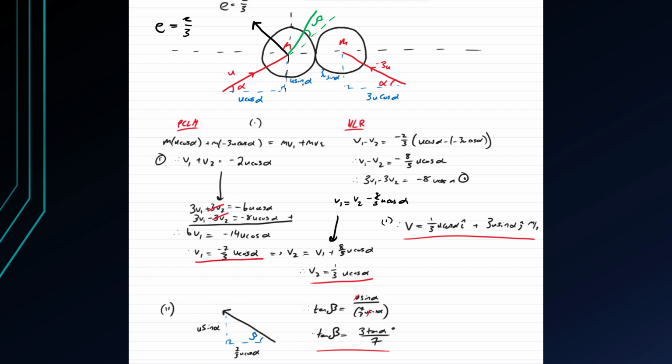So u sin alpha is the vertical component, as I've drawn here. The horizontal component is 7/3 u cos alpha. So cancelling the u's and applying some trigonometric laws and some fractional laws as well, we get tan beta is 3 tan alpha over 7, or it can be written simply as 3/7 tan alpha. So if given the initial angle, we can find the angle at which it is deflected in this particular case.